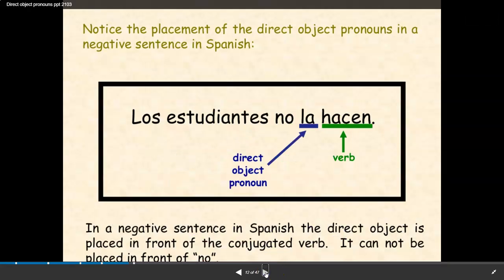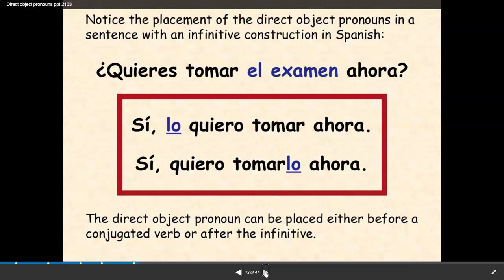Los estudiantes no la hacen. There's another example. I put the la after no. Okay. So notice the placement of the direct object pronouns in a sentence with an infinitive.